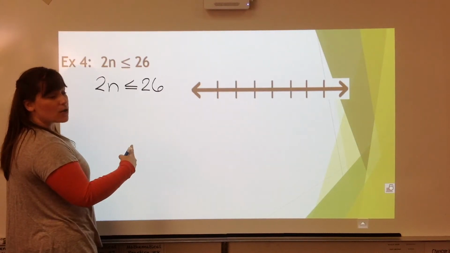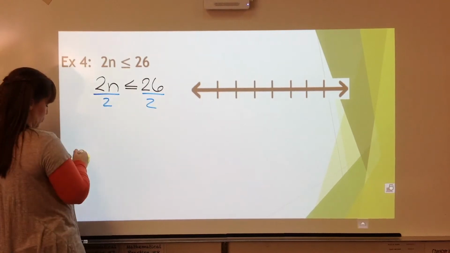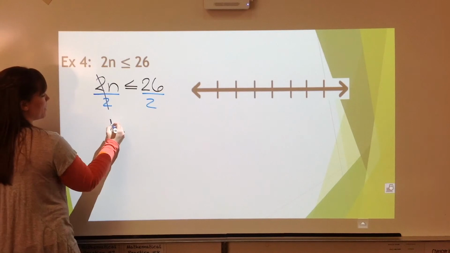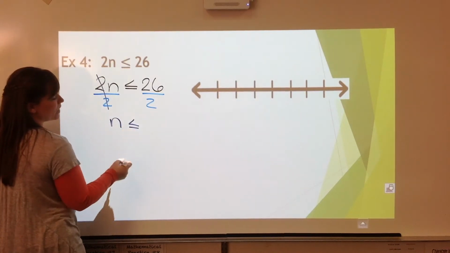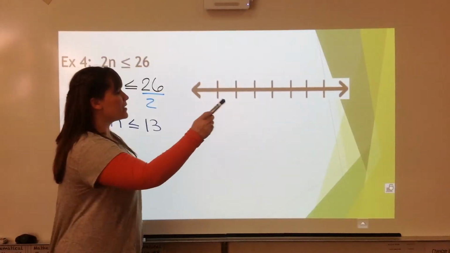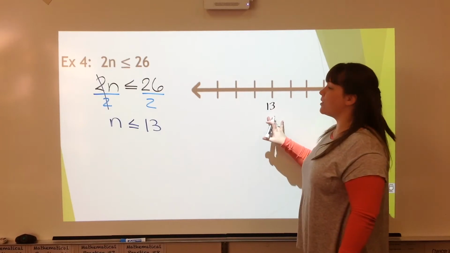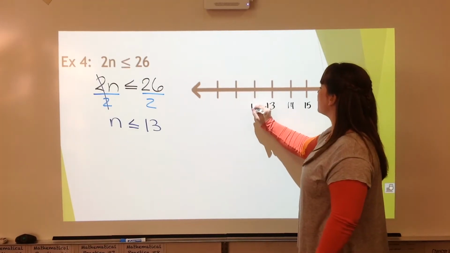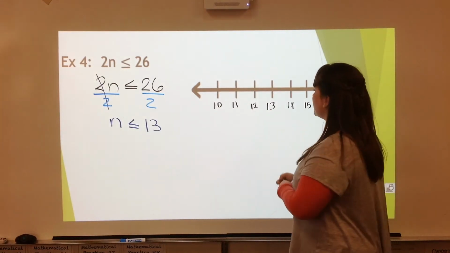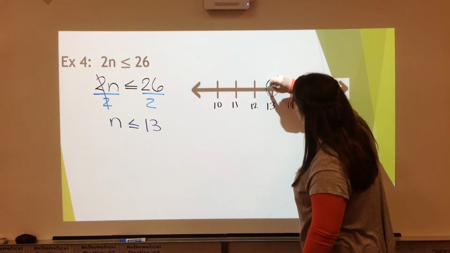I've written the inequality. I'm going to divide both sides by the coefficient of 2. When I do that, 2 divided by 2 is 1, and I'm left with n being less than or equal to 13 when I actually divide. Now I can come over here and take my 13 and plop it onto the number line, put my other numbers around it, and begin to graph. This is less than or equal to, so I need a solid closed circle above 13.